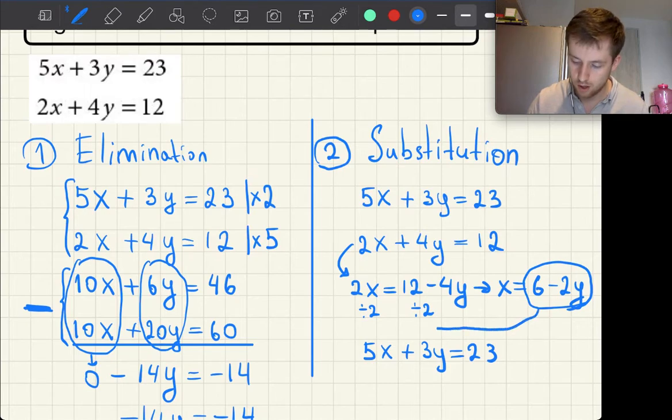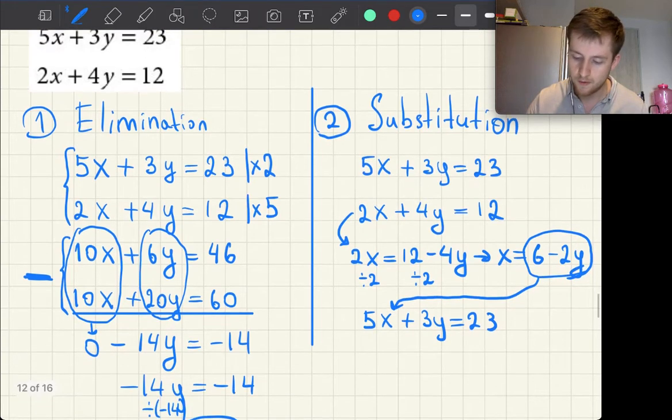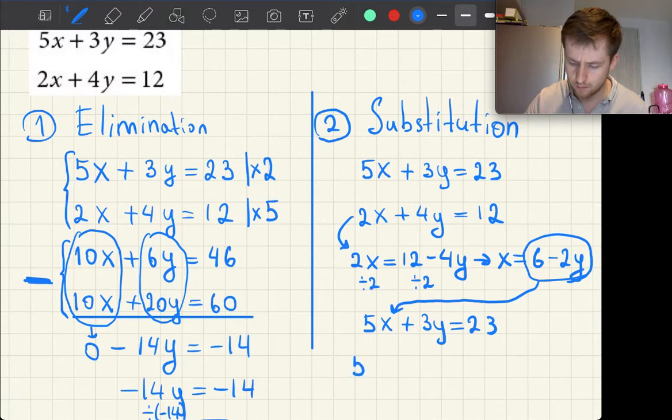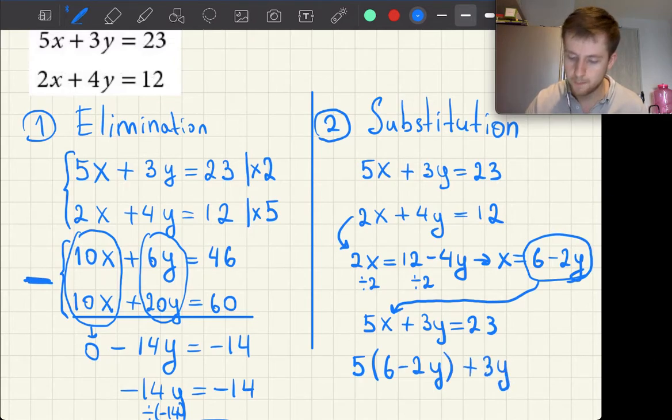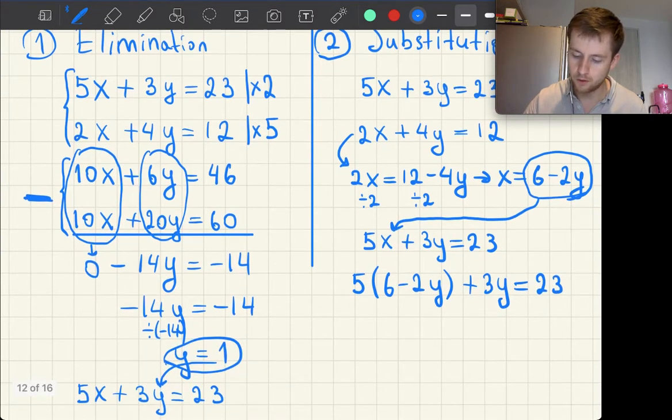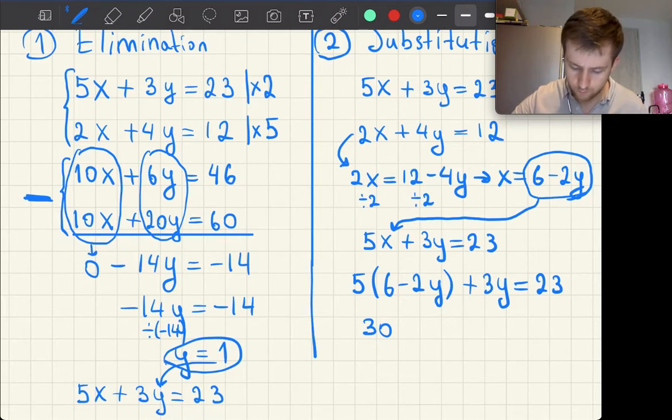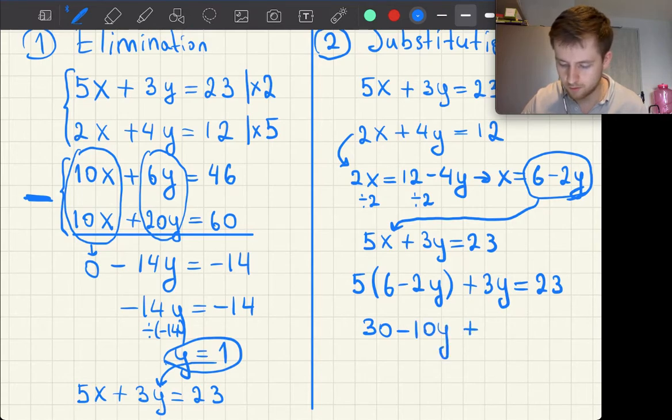So again, x equals 6 minus 2y. So we're going to have 5 times, don't forget about the brackets, 5 times (6 minus 2y) instead of x, plus 3y equals 23. Now we can open the brackets. 30 minus 10y plus 3y equals 23.